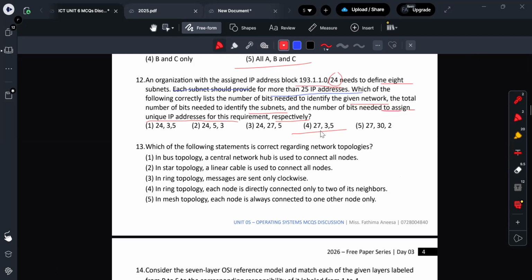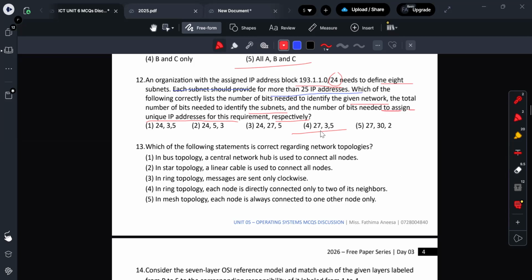Okay. So next they have given about the network topology. So that is also something they would test. They would ask the difference, like you should know the differences and all. So in bus topology, a central network hub is used to connect all nodes. This is wrong. What is the main thing that connects all the nodes in a bus topology? It uses a single common cable, which is known as the backbone, to connect all nodes.